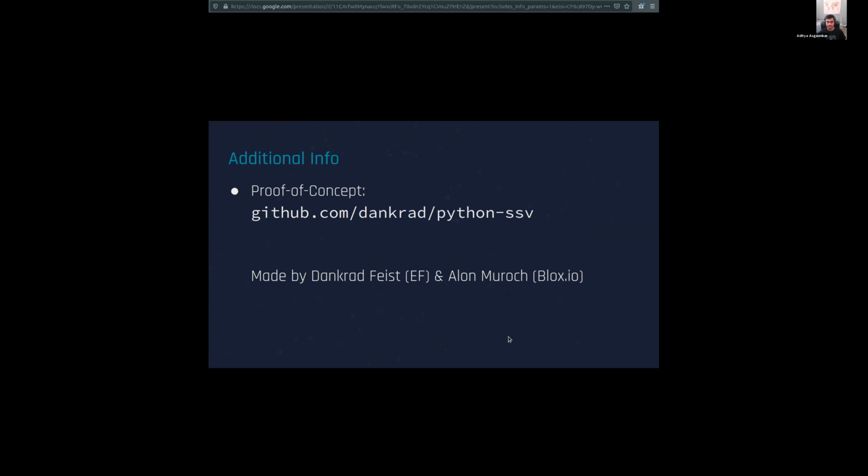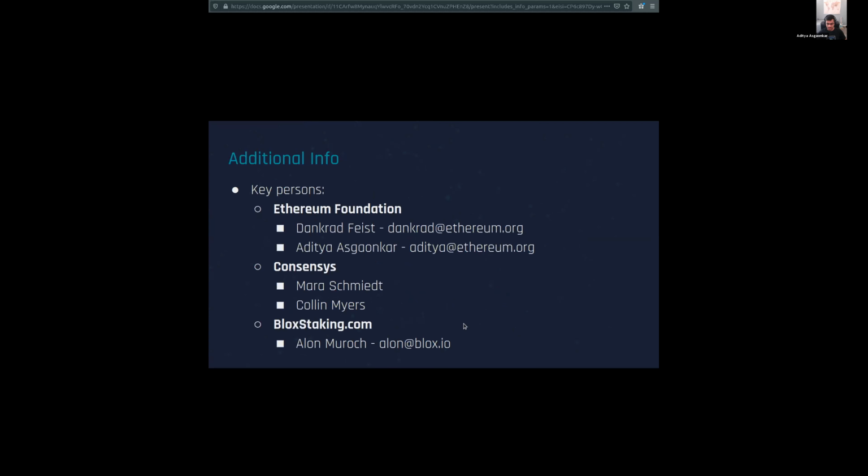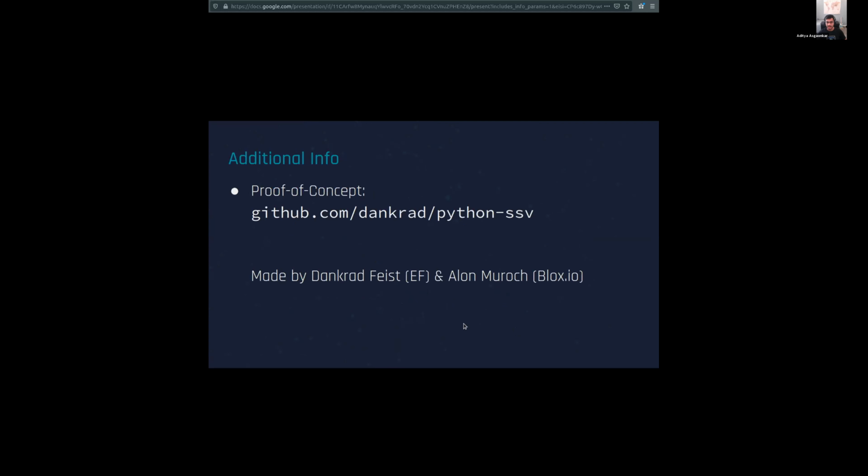Some additional information: there is a proof of concept made by Dankrad and Alon, and you can find it at this GitHub repo. We had a validator running using this POC on the Medalla testnet for a while. I don't think it's active right now, but you can go ahead and explore that if you're interested.